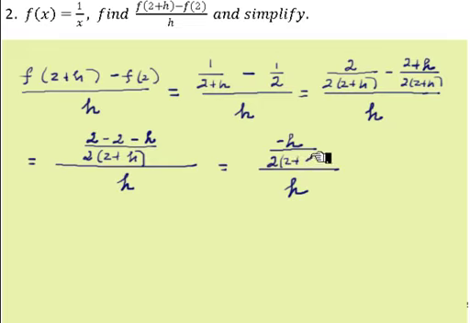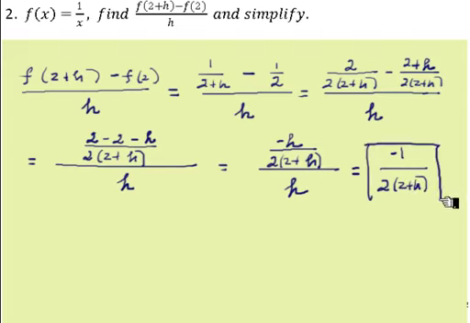Okay, so now our simplification comes in. We can cancel this h in the denominator with this h in the numerator. And after doing that, we're left with just a minus 1 on top and 2 times 2 plus h in the denominator. So again, what we did here is we just did this canceling right here, this h in the denominator with this minus h in the numerator, and so that's why we were left with minus 1 in the numerator.